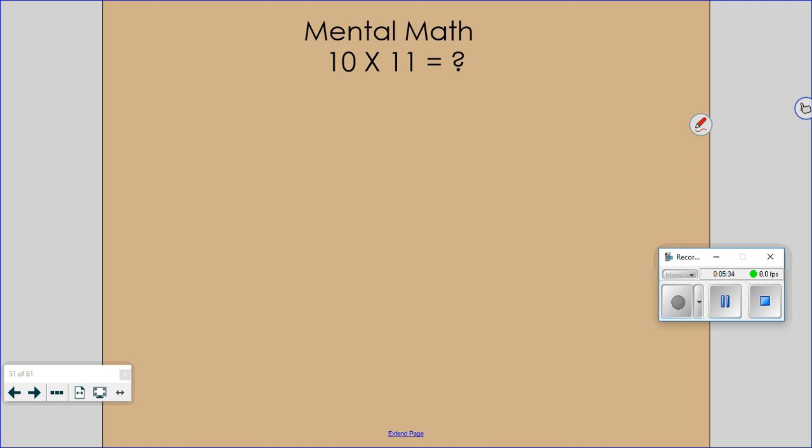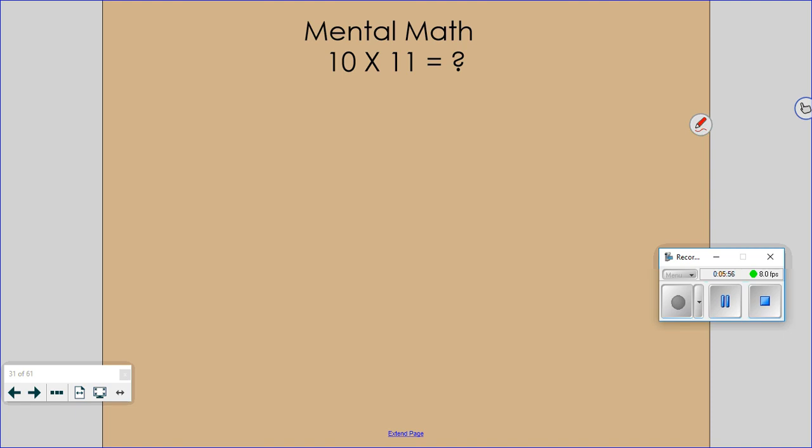How many of you skip counted by tens? Interesting. You did 5. Did you double it? I forgot. Oh, I remember it. I skip counted by 5. Interesting. You skip counted by 11. That's probably part of your problem.